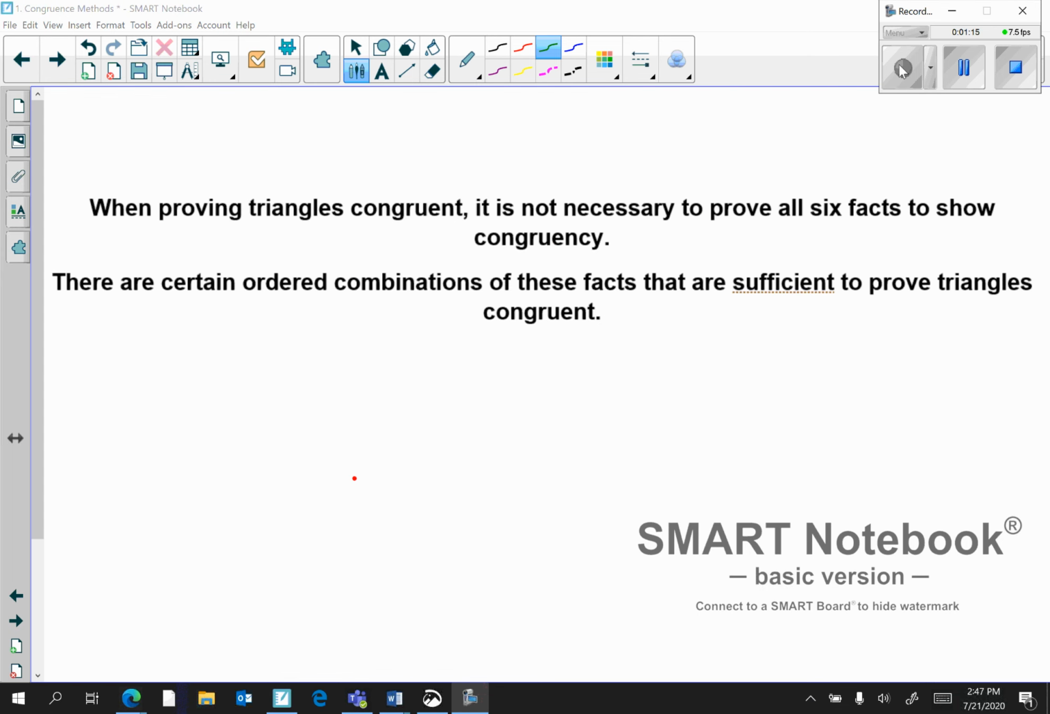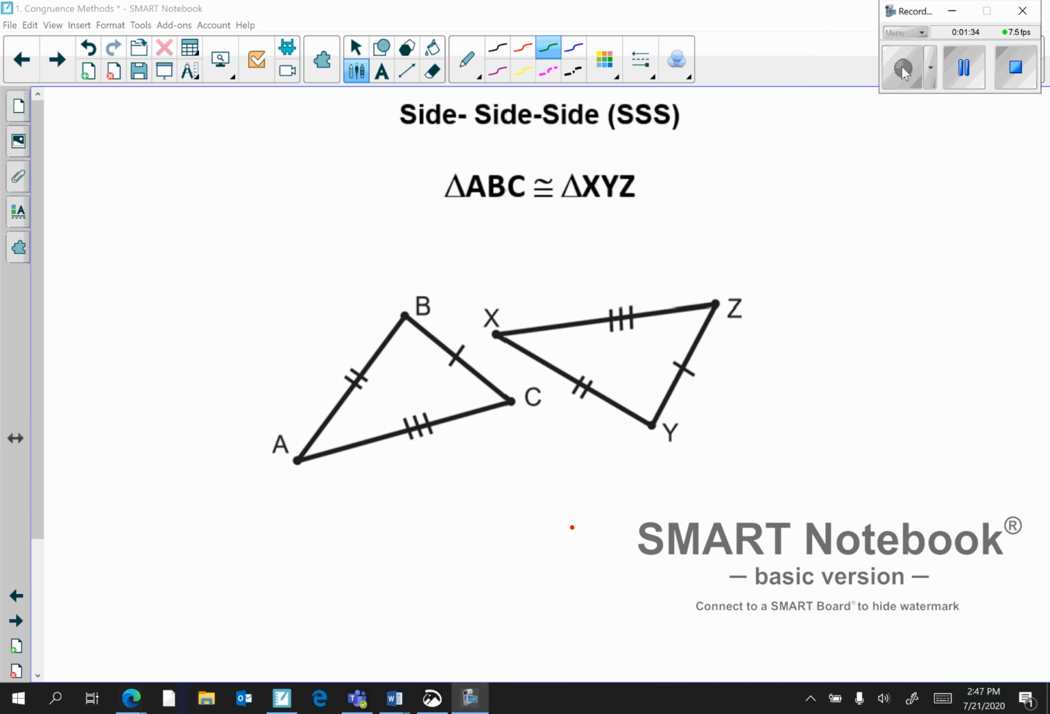When proving triangles congruent, it is not necessary to prove all 6 facts to show congruency. There are certain ordered combinations of these facts that are sufficient to prove triangles congruent. We are now going to discuss the 5 methods. The first method is side, side, side, represented by SSS.